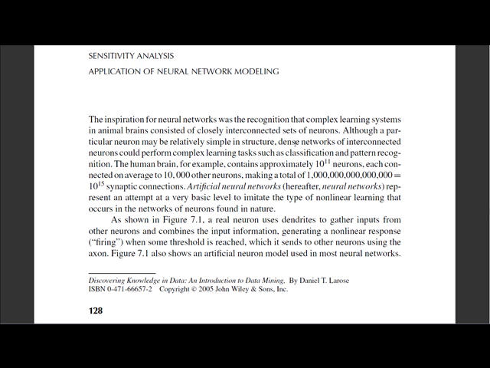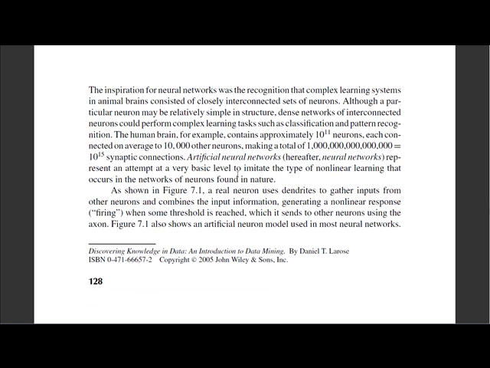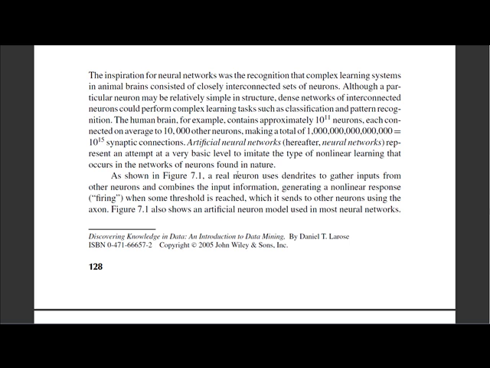Artificial neural networks, hereafter neural networks, represent an attempt at a very basic level to imitate the type of nonlinear learning that occurs in the networks of neurons found in nature. Okay, the reason they call it nonlinear, maybe we'll discuss that later. For now, don't worry about that.